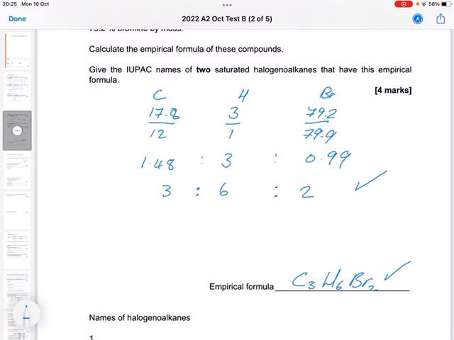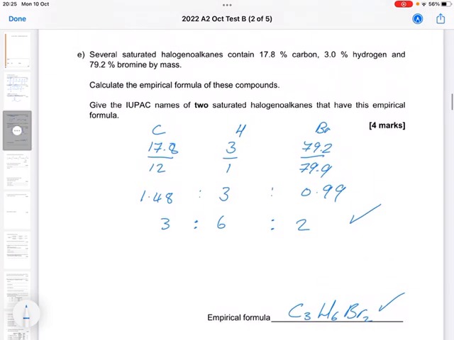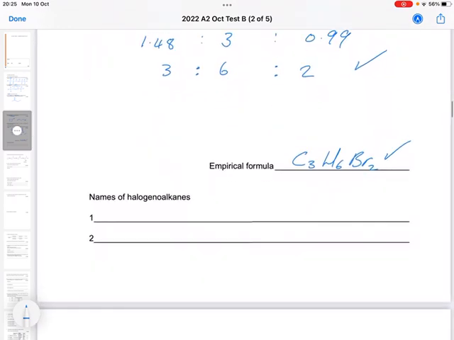And then name of the halogenoalkanes. So yeah, there's quite a few here. So I've got 3 carbons in a line, so I just need to put 2 bromines on any of those. So 1,1-dibromopropane, 1,2-dibromopropane, 1,3-dibromopropane, or 2,2-dibromopropane. Any 2 of those would do.